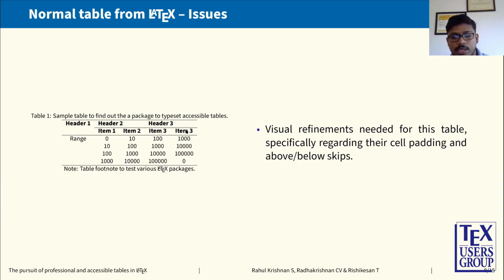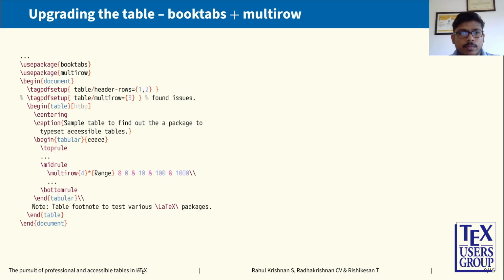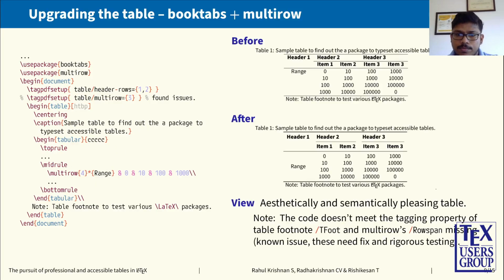So now come the heroes of this presentation, booktabs and multirow, which support the tagging. Here I have used two packages, booktabs and multirow, and there are some extra items I added here, the multirow, then the real content. I have omitted those so that it can be easily identifiable in this presentation. So the output will be like this.